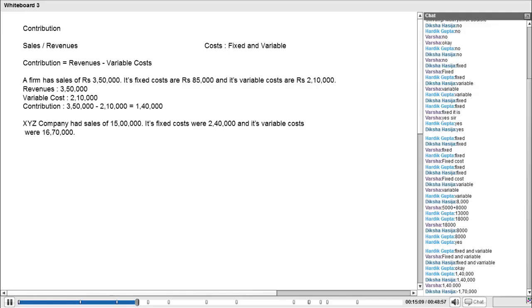Okay, so Diksha is saying variable, Hardik is saying fixed. So Diksha, why do you think it is variable? Varsha, why do you think it's variable? Hardik, why do you think it is fixed? Okay, Diksha, what do you say, Varsha, Hardik? Okay, Hardik. So let's understand in this case.